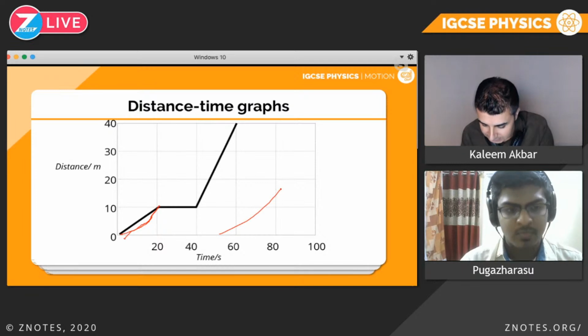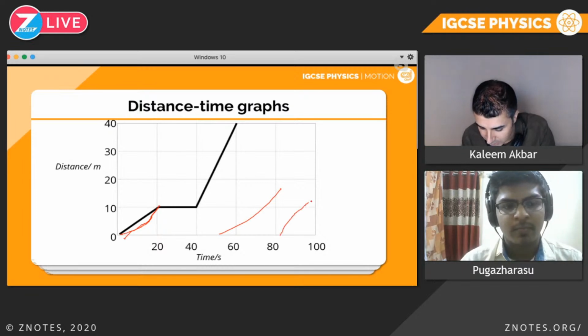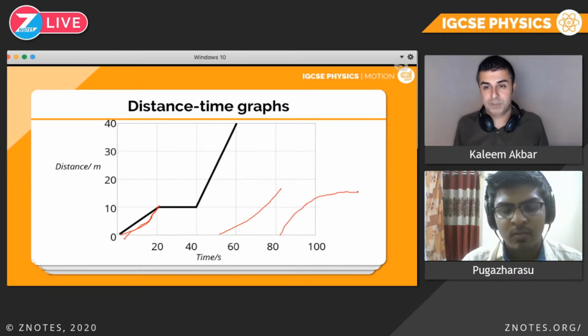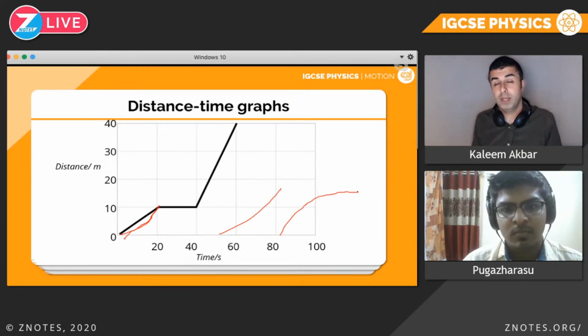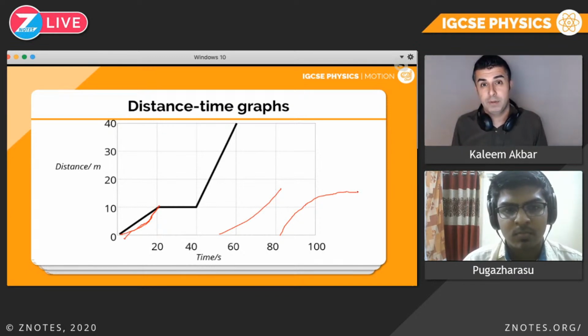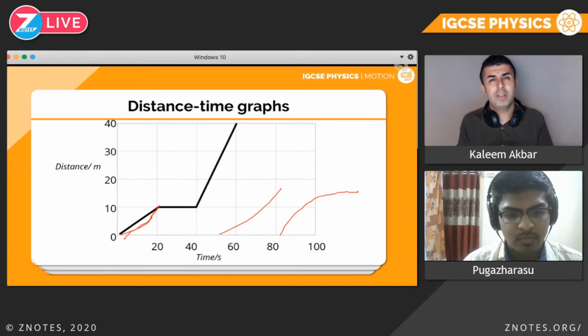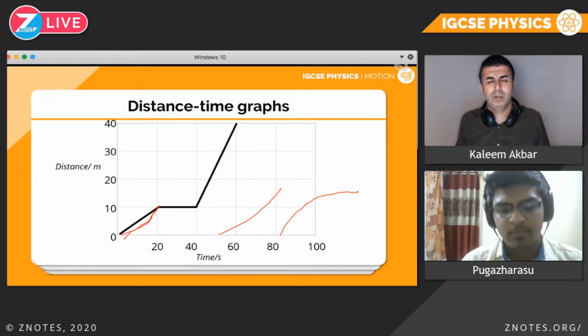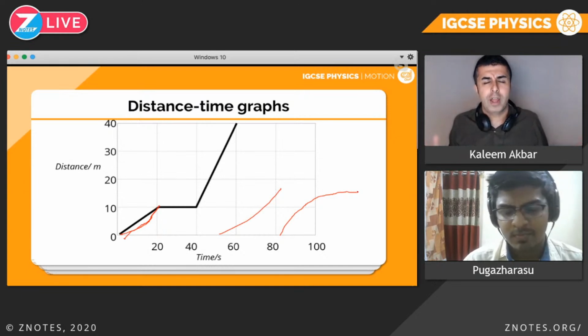Conversely, guys, if it curves the other way, now this is just for illustrative purposes, instead of speeding up, it's slowing down. Now this might confuse students. They're like, well, how? How do you know?